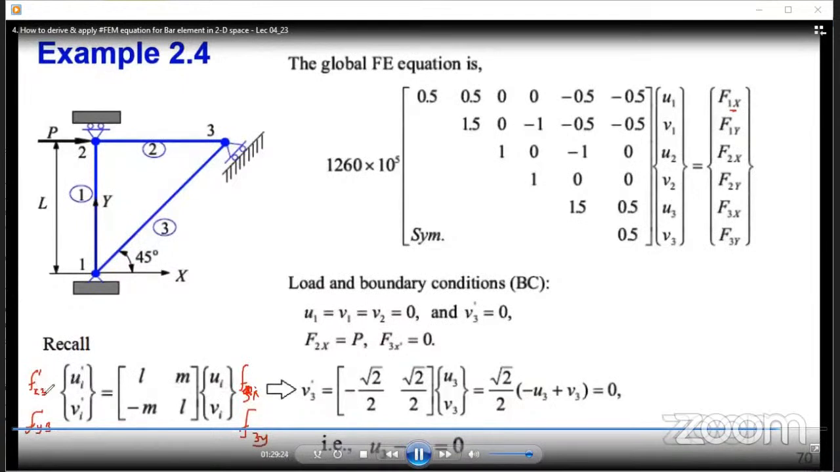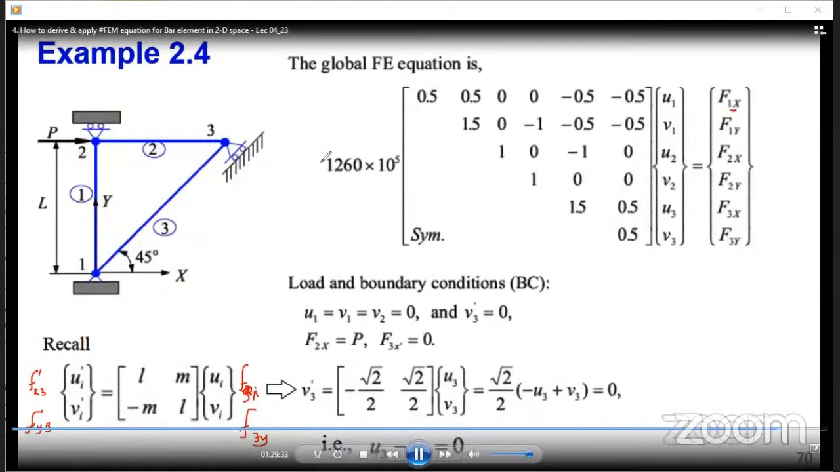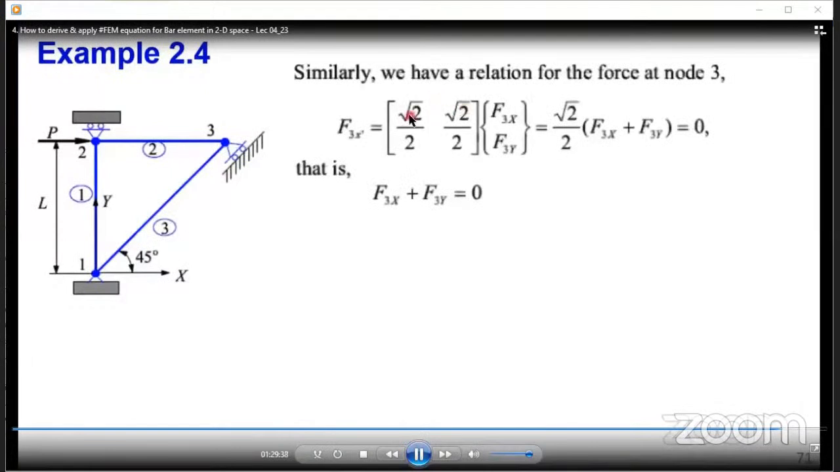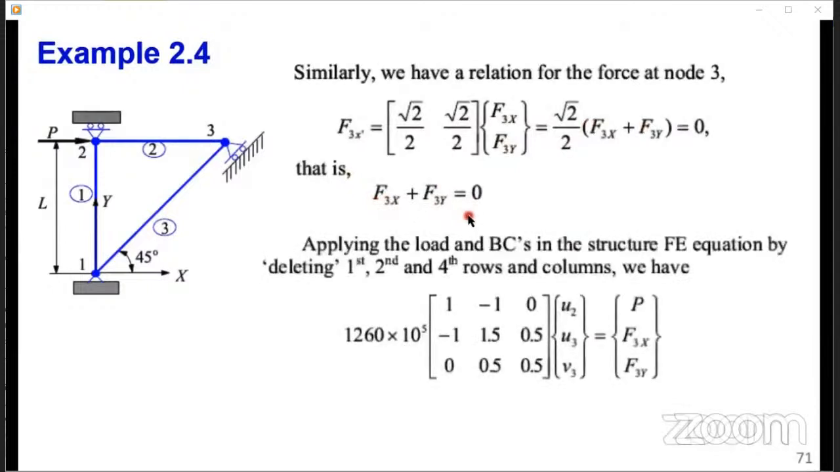So you're going to have F3x prime equals to Lm times U3, V3. And this is what is here. Yeah, this is what we are doing here. Again, we have been able to obtain a condition: F3x plus F3y is equals to 0. So we can apply the boundary condition in the structure.